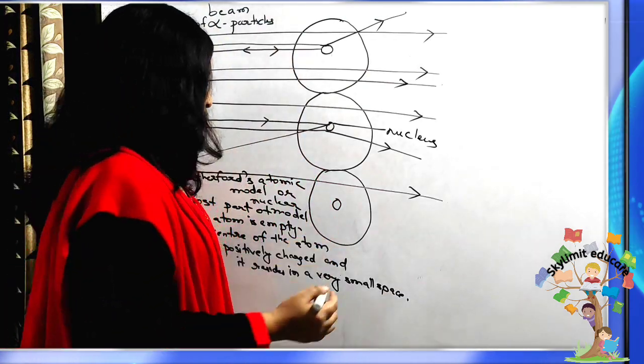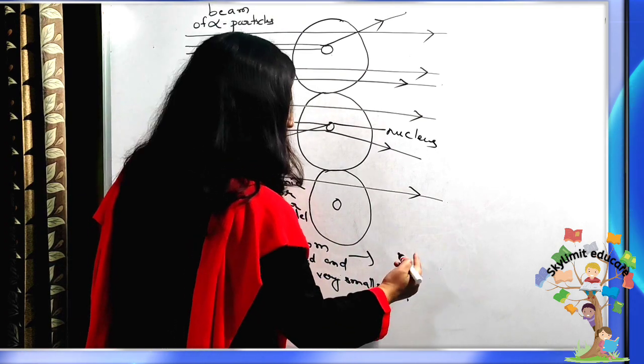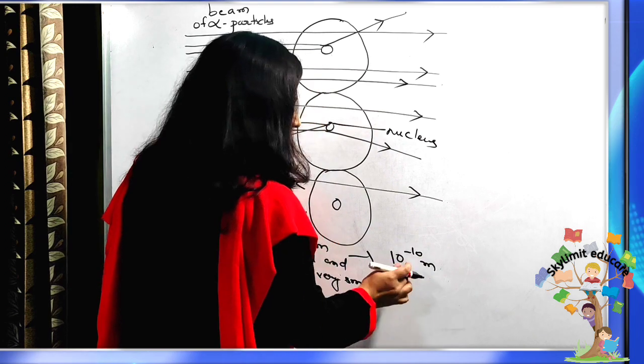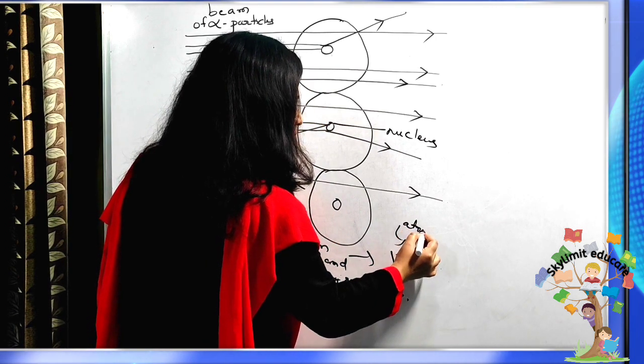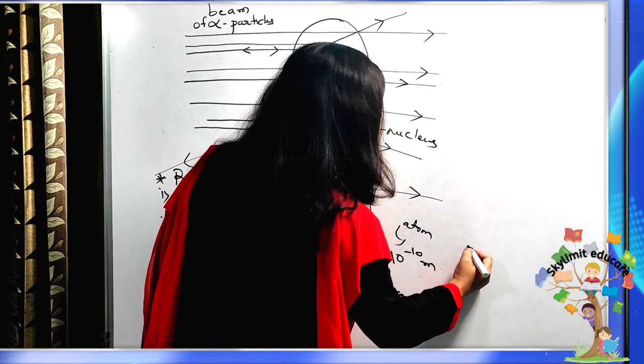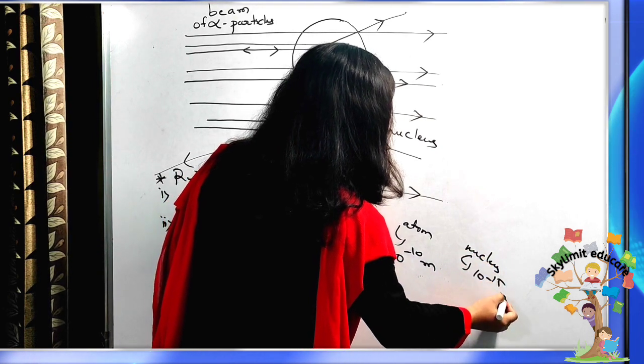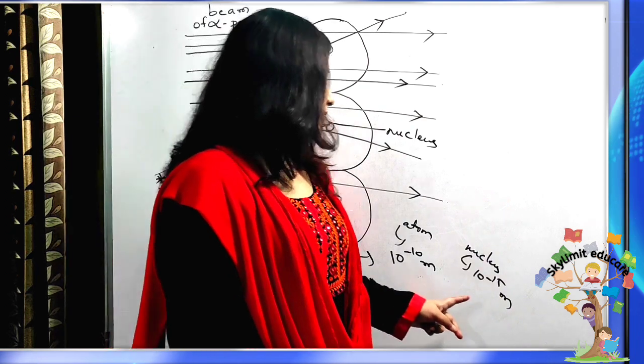So we can say that if the radius of the atom is 10 to the power of minus 10 meter, then the radius of the nucleus will be 10 to the power of minus 15 meter, which is around what?